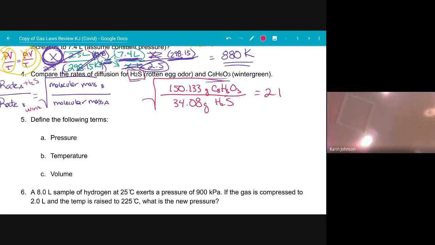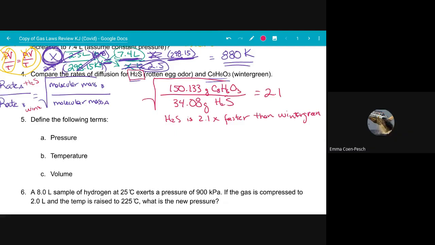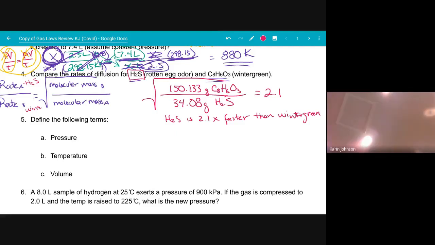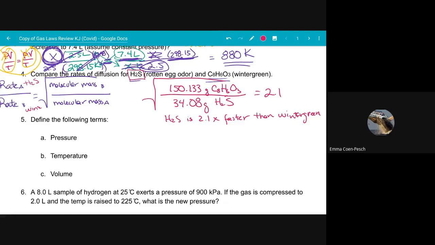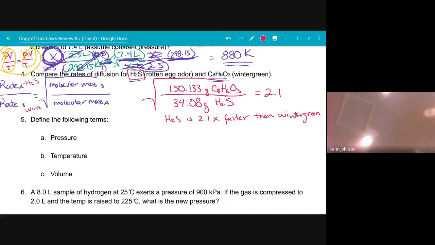And what that tells us is H2S is 2.1 times faster. This is a rate that we're talking about. H2S diffuses 2.1 times faster than wintergreen. That's what that number means. Any questions about that weird one? Anybody? Okay. If you were to come at it from the other direction, saying where wintergreen was, you'd just say wintergreen is 2.1 times slower. You absolutely could.